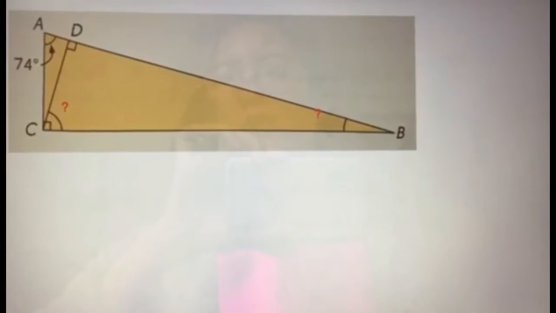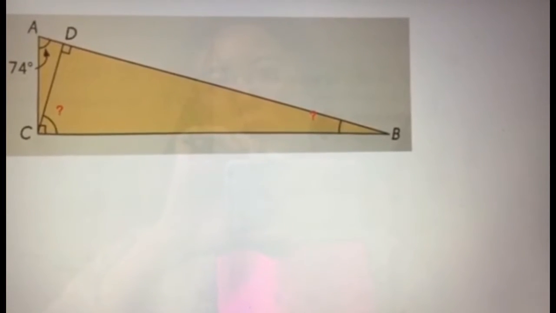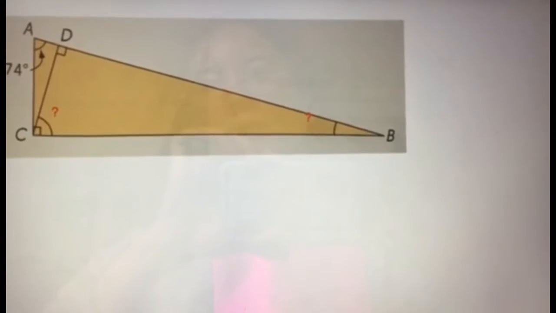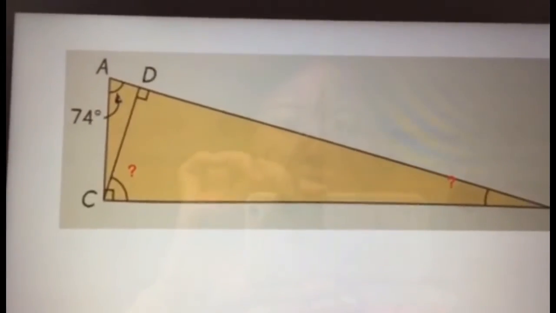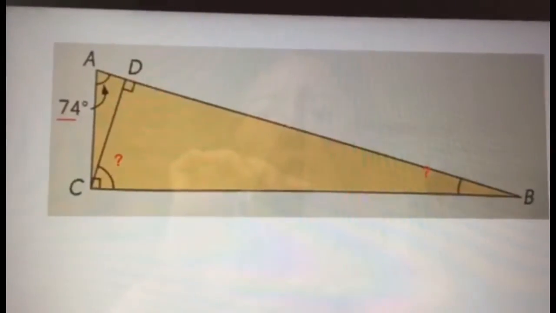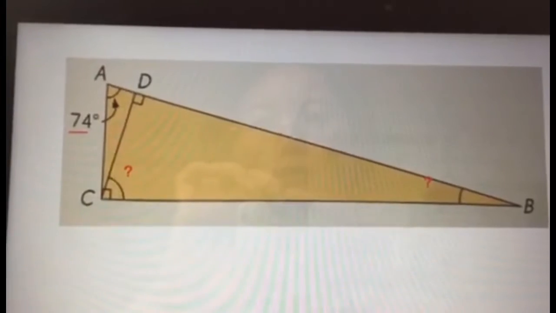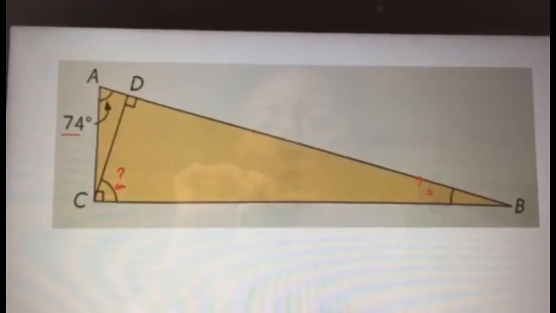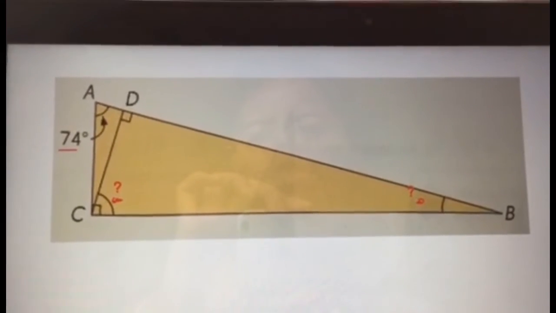In some cases, actually in a lot of cases, the shape is not a simple triangle. It might have more than one triangle. In this one, angle A is 74 degrees, and work out angle DCB, this one, and angle B, this one. There are many ways to solve this problem, I believe.